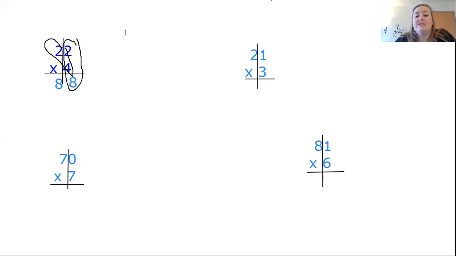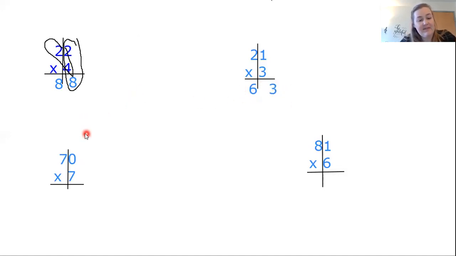Let's try it with another one, 21 times 3. So if you look here, first we're going to do 1 times 3, which gives us 3. And then we're going to come over to our tens column and go 2 times 3, which gives us 6. So then we can say that our answer for 21 times 3 is 63.